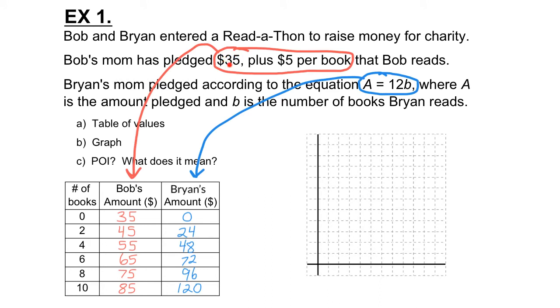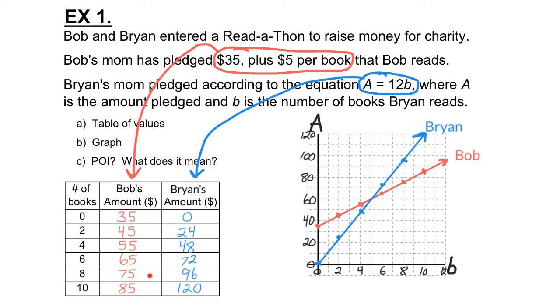So Bob gets $35, that's his initial value, plus $5 per book. So he starts at $35 and each book gets $5. So when we go up by 2 books, we're going up $10. For Brian, his amount is 12 times the number of books. So he starts with $0 and it goes up according to the equation.